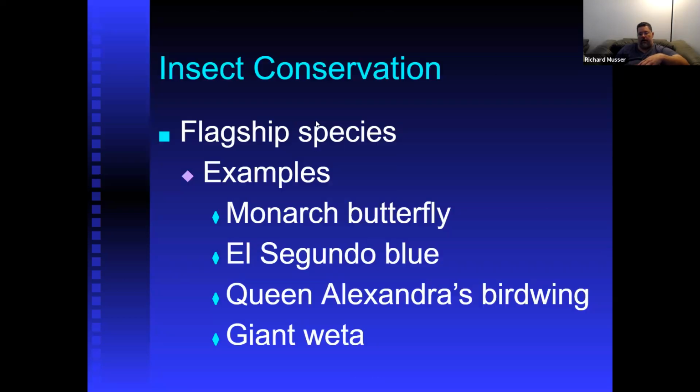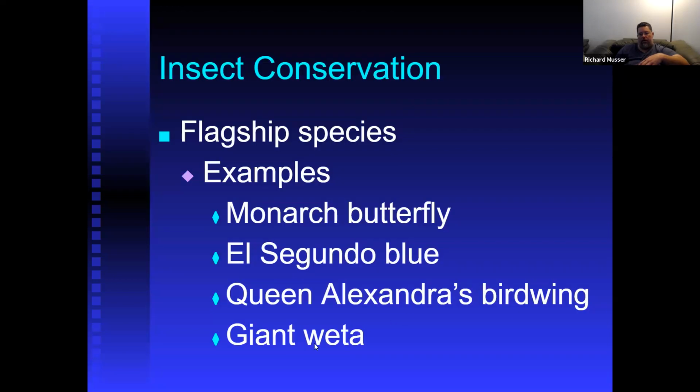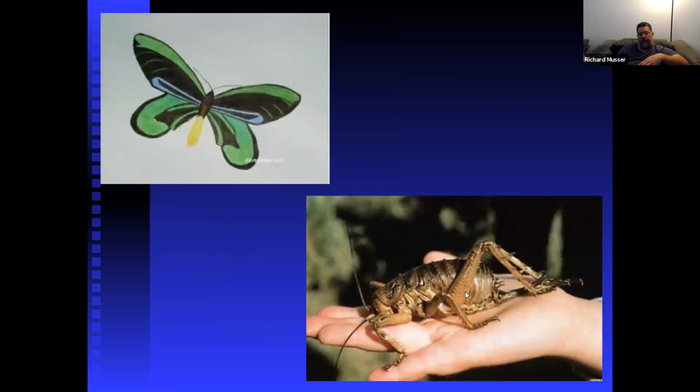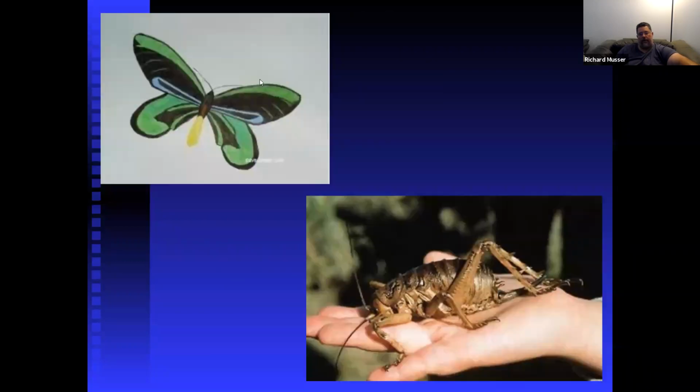So here's our monarch butterfly. This is probably the El Segundo blue, I believe. And then, wow, look at that. That giant weta. Isn't that crazy? It's a grasshopper of sorts that's as big as this person's hand. And then we've got this green Alexandra birdwing, again very beautiful and showy. So this is still big and showy. It's not small. This one looks a little gross, I would guess, for most of you, compared to that anyway.